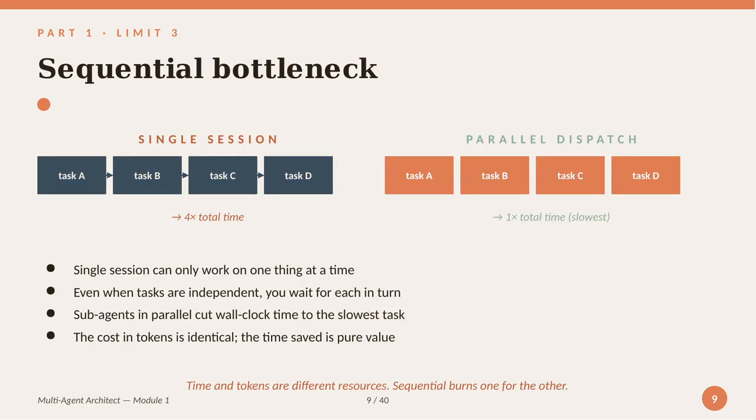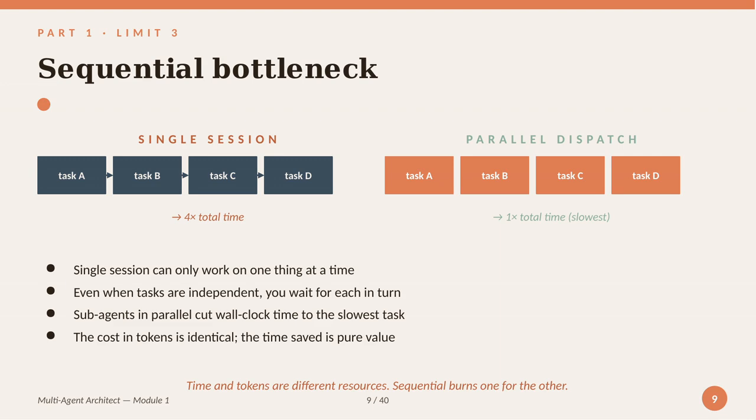Limit 3. Sequential bottleneck. The shape that makes time burn unnecessarily. Look at the diagram. Single session on the left, task A, then task B, then task C, then task D in a chain. Total time, 4 times the longest task. Parallel dispatch on the right, same 4 tasks, running simultaneously. Total time, equal to the slowest single task. The math always favors parallel when the work permits.